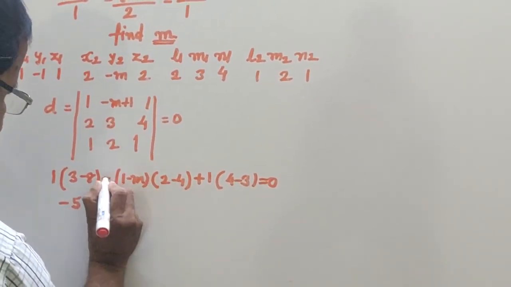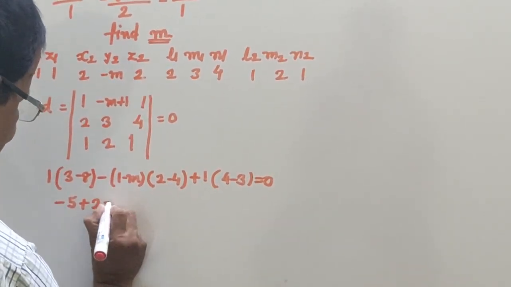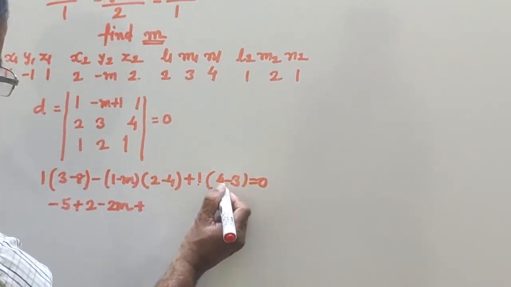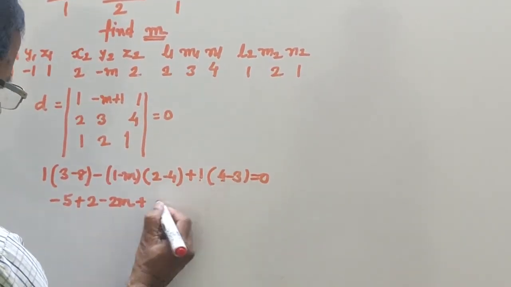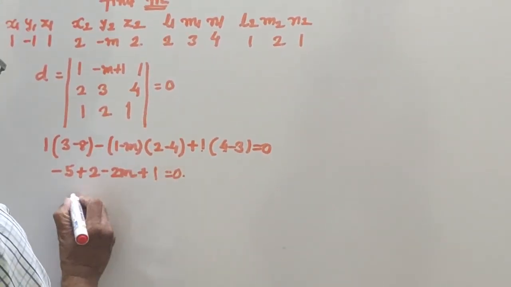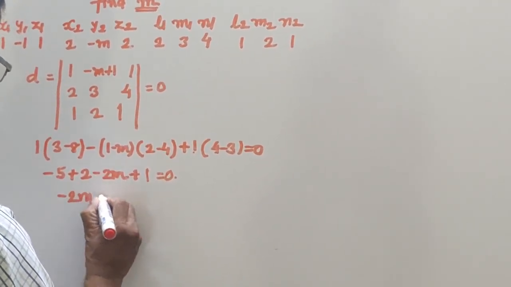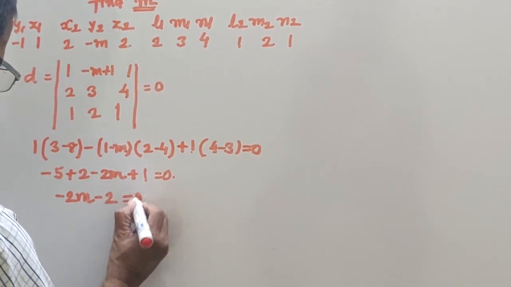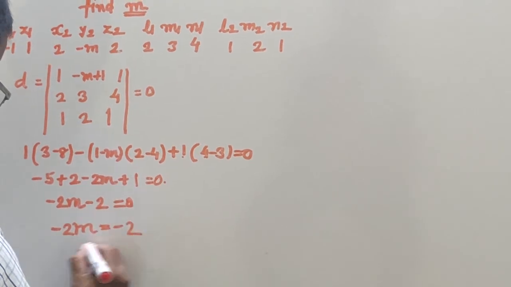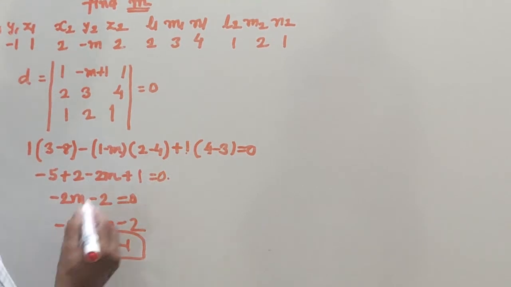This is minus 2, means here plus sign will come here and multiply by 2: 2 minus 2m plus. Okay. What is coming? 4 minus 3 is 1. 1 into 1 is 1. Okay. Now what will come? 3 minus 2 means what is coming? Minus 2m minus 2 is equal to 0. That is minus 2m is equal to minus 2, m is equal to minus 1. This is the required answer for the given problem.